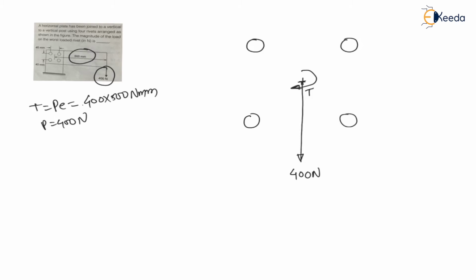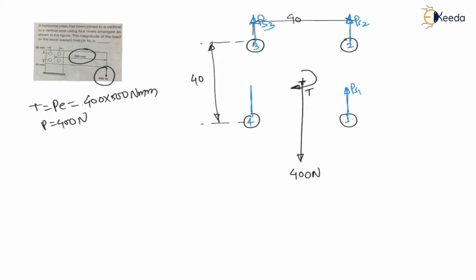Now this vertical distance is given as 40 mm between the two rivets. This distance is 40 mm. Horizontal distance is also 40 mm, right? Now to balance this 400 Newton direct shear load, there will be a primary shear load in all the bolts. Let us say this is bolt number 1 or rivet number 1, rivet number 2, rivet number 3, rivet number 4. Therefore, equal and opposite PS1, PS2, PS3 and PS4 to balance this total load.